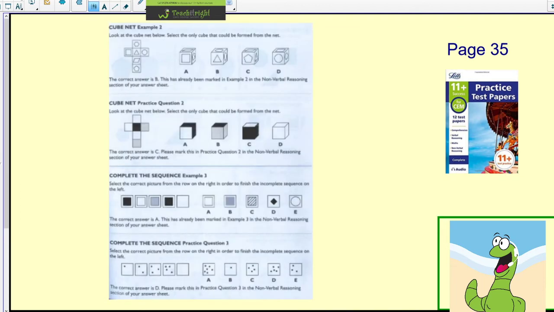Look at the CubeNet below. Select the only cube that could be formed from the net. The correct answer is B. This has already been marked in example 2 in the non-verbal reasoning section of your answer sheet.